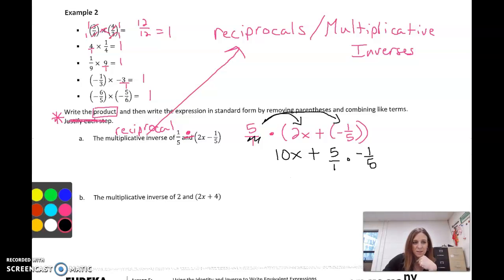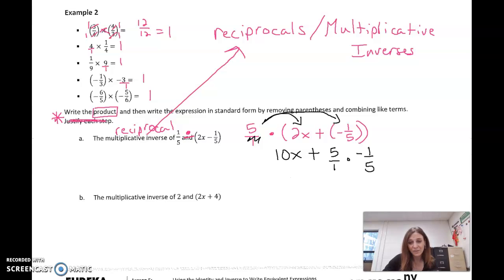What do you notice about these things right here? They're reciprocals, aren't they? Okay, except for that negative. But a positive times a negative is going to be a negative. And 5 over 1 times 1 over 5? 1. So this is 10x plus a negative 1.